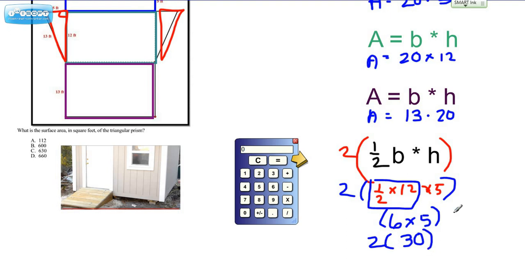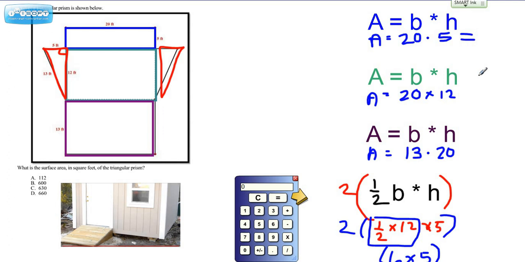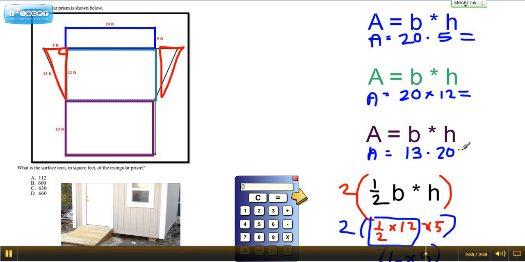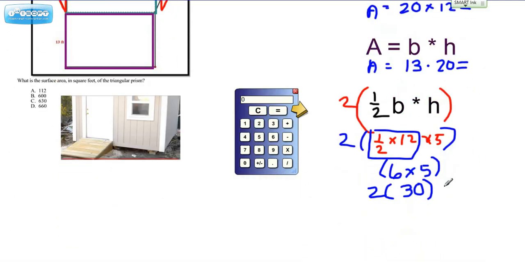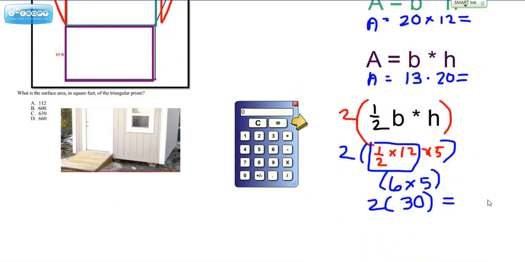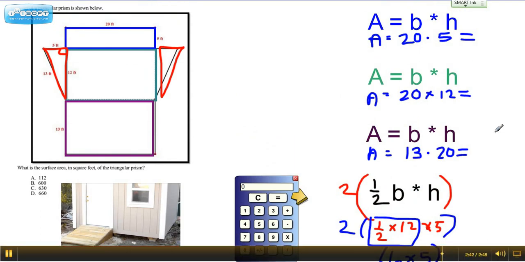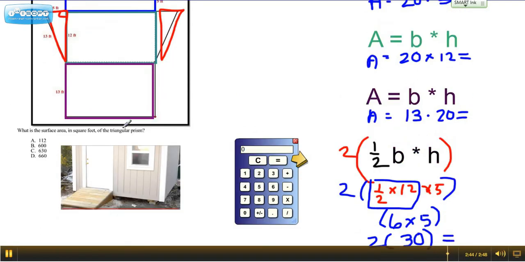Now, hopefully you'll have all the numbers. You're going to have some number for this, some number for that, some number for this, and then you'll have some number for this. You're going to take those four numbers that you'll now have, add them together, and that should give you the surface area of the entire figure.